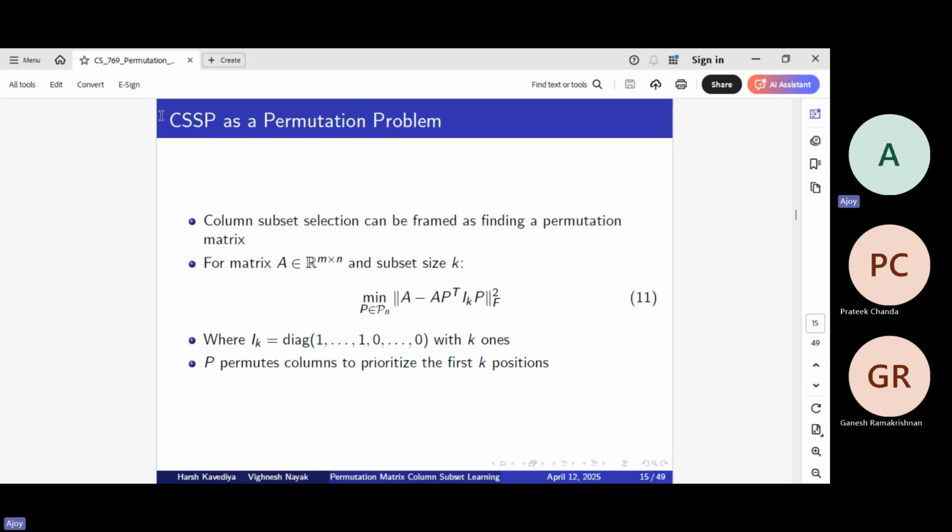For relevance to our problem, column subset selection can also be modeled as permutation matrix learning, where A P transpose arranges the columns, and I_k lets us get the top k columns, and P again arranges them back, and we can minimize the reconstruction error in this.